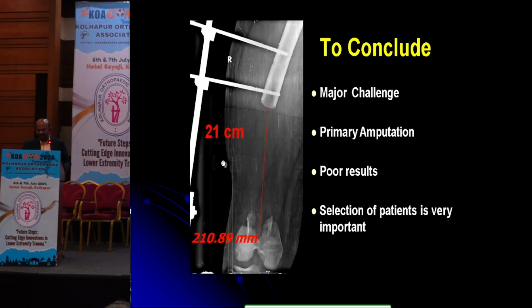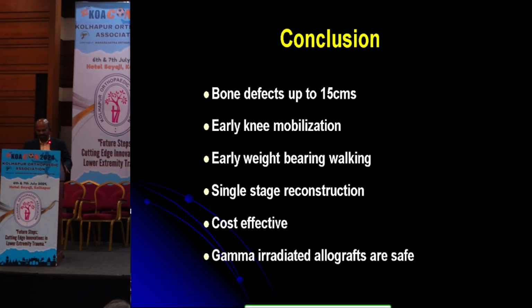So, to conclude, managing major bone defects around the distal femur is a major challenge. Primary amputation is most of the time possible. Poor results are possible when you opt for salvage. Selection of the patients is very important, and allografts can be used for defects up to 15 centimeters.